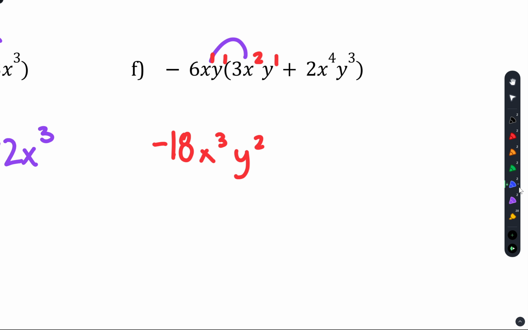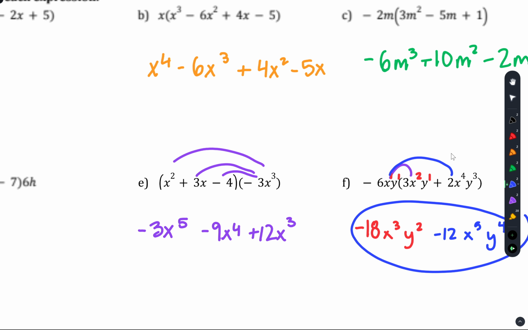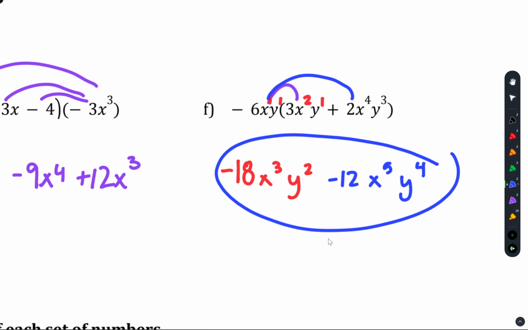Same thing for the second one. Negative 6xy times 2x to the fourth, y to the third. Coefficients together, negative 12. X's is x to the fifth. Y's are y to the fourth. Any questions on these? This is the majority of your homework, and we're going to make it a little bit more complicated tomorrow. Yeah, did I do something wrong? Remember how I said yesterday when it's multiple variables, I don't care as much about standard form because it's kind of hard to tell, but you could. Yeah, I might do that.